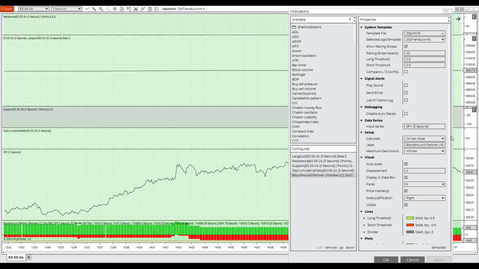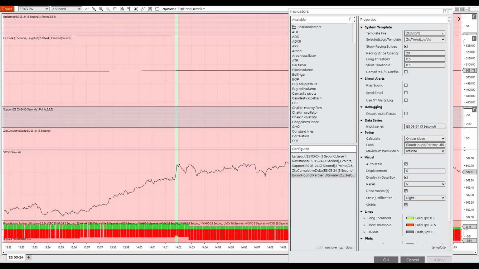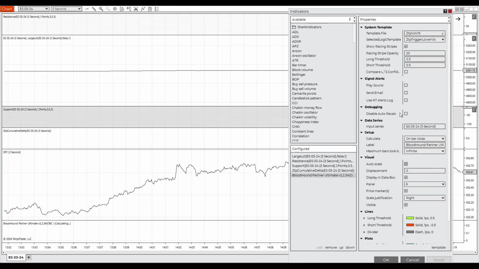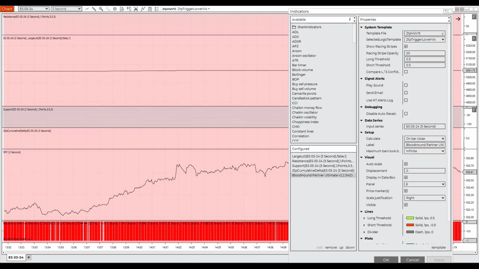So here's the problem. On this chart, the input series is the SPY, and we have ZTP trend low VIX. And this is the correct answer. If I change it to the ES, we have a completely different answer, which is wrong. And you can see how they had changed. If I do just one thing and I change it to the ZTP trigger lower VIX, the chart is going to come up completely red. And that's what the chart looks like here.